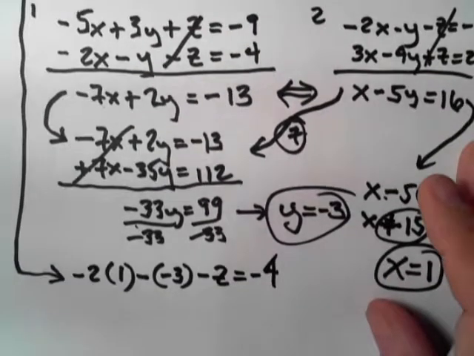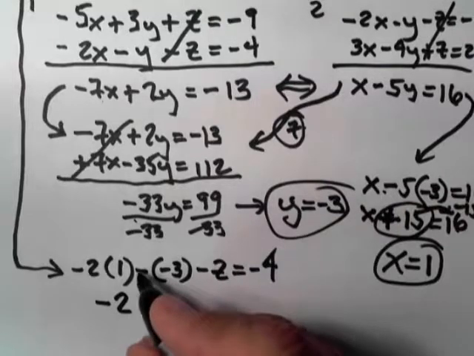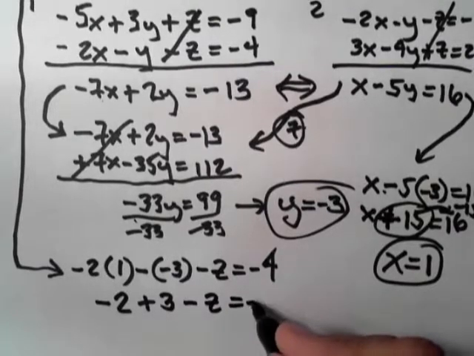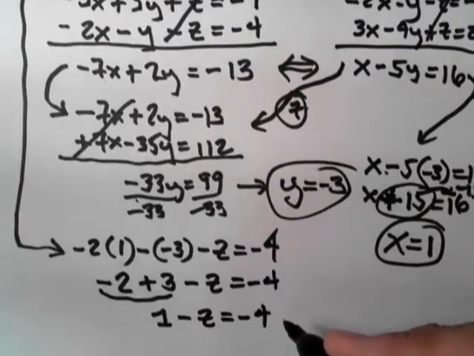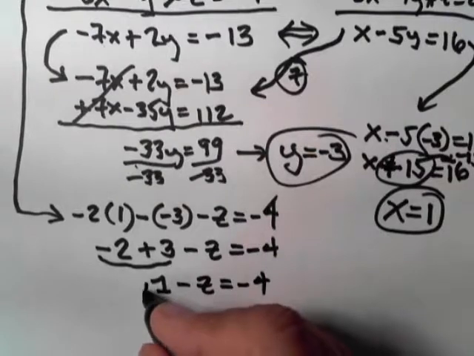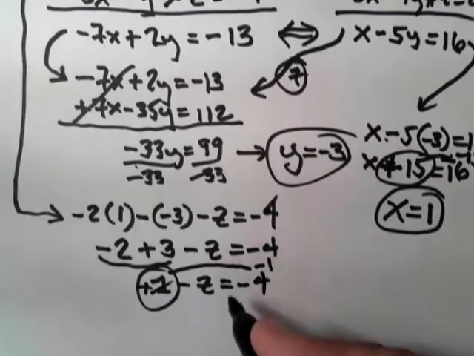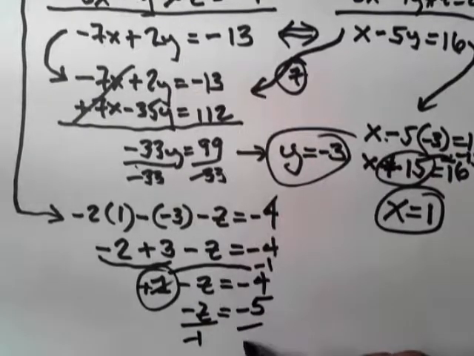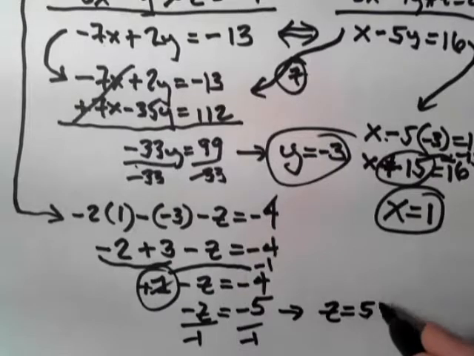Okay, well, let's clean this up a little bit to find out what our z is. Negative 2 times 1 is negative 2. Negative times negative 3 is positive 3. And then we have minus z equals negative 4. Well, combine these two, I get 1 minus z equals negative 4. Okay, let's keep going on this. Take the plus 1 and move it over to the other side as negative 1. And we get negative z equals negative 5. Divide both sides by negative 1. Okay, and we end up with z equals 5.